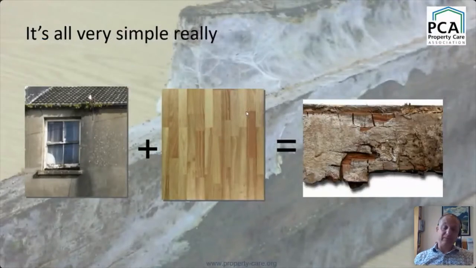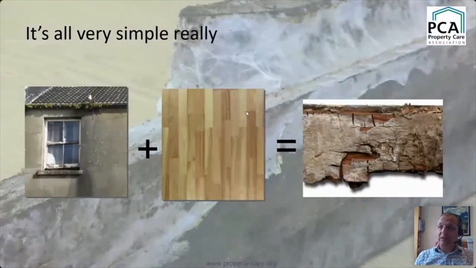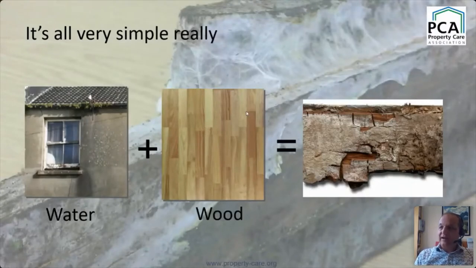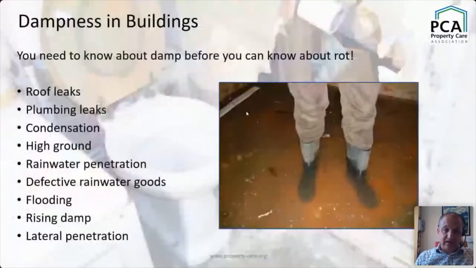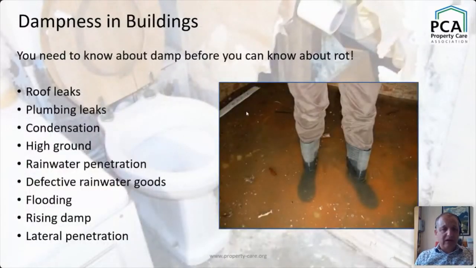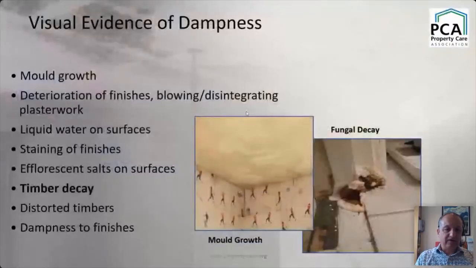But put very simply, this is how it works. If you have water and you have wood, you have rot, and it's a very, very simple equation. So where does the water come from? In buildings, we know all of these things. These are our stock in trade. You have water that gets in through the roof. You get plumbing leaks, condensation, high ground water penetration. All of those things cause water to come in contact with the masonry structures, and then in contact with the timber that's usually embedded in it. And so these are the points at which we get wetness.